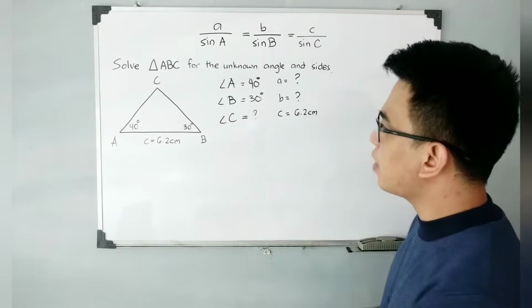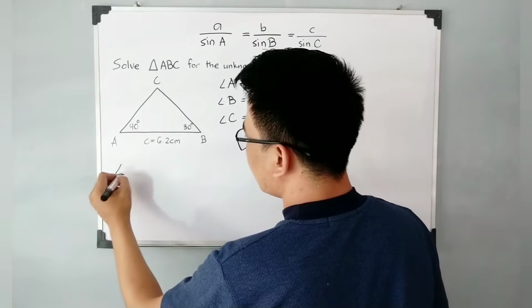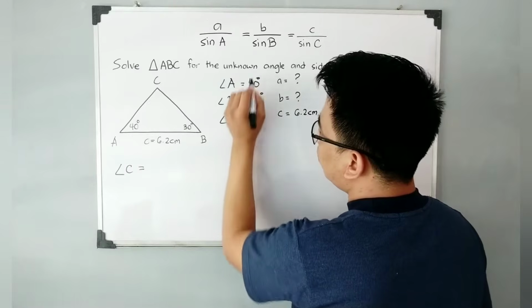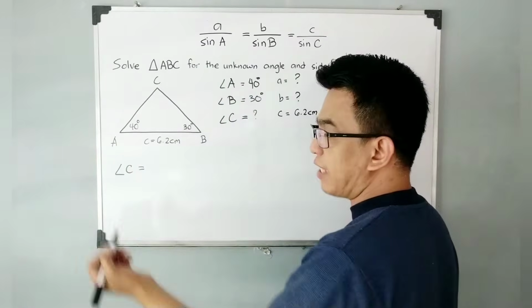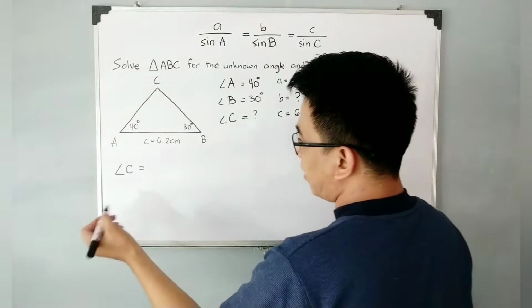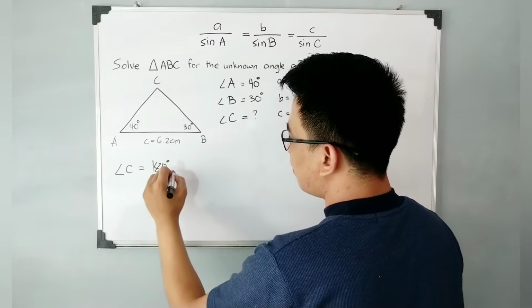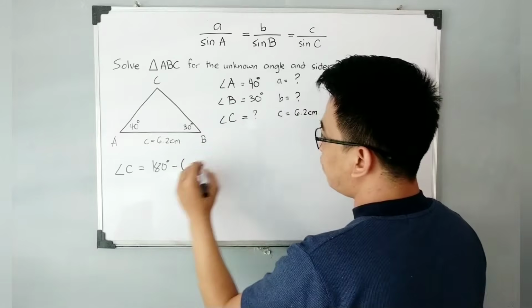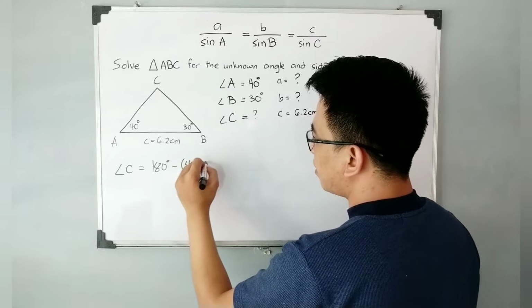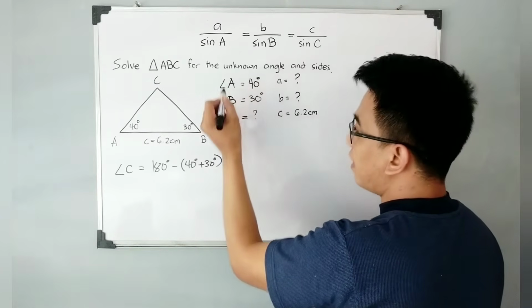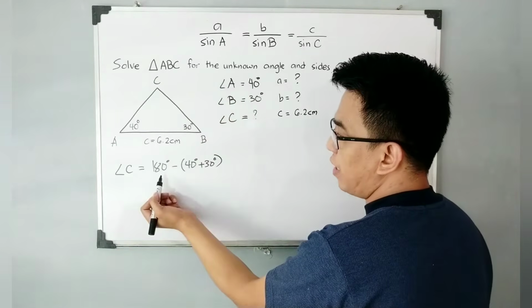So, ang gagawin natin ngayon, to find angle C, we need to add these two given angles and subtract it from 180 degrees. So it will be like this. You have 180 degrees minus the sum of 40 degrees plus 30 degrees. Again, add these two given angles and then subtract it from 180.